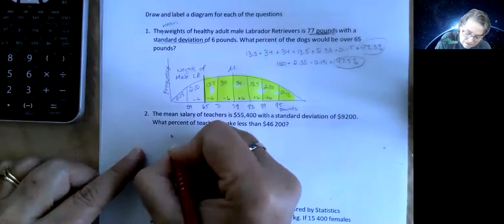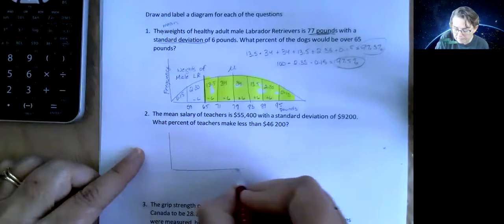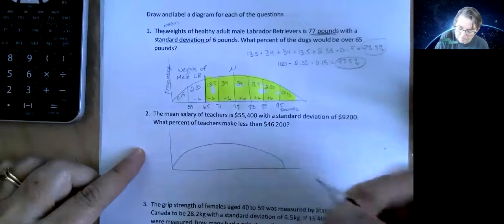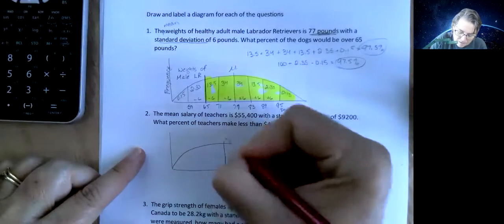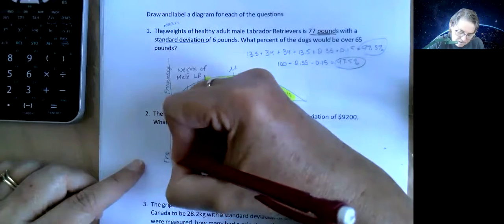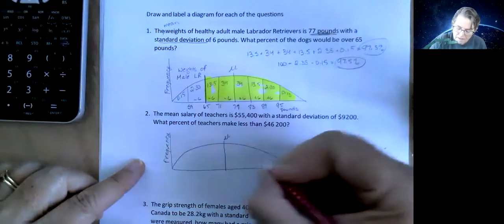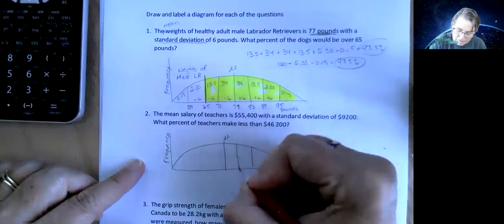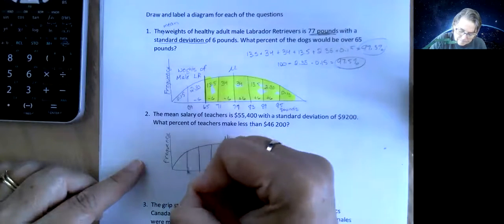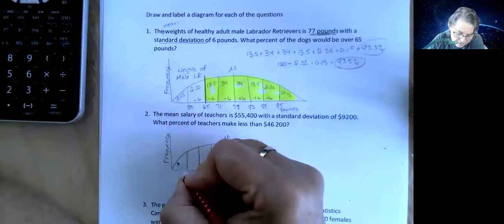All right. And there's my mean. Frequency. And divide. Percents, 0.15.